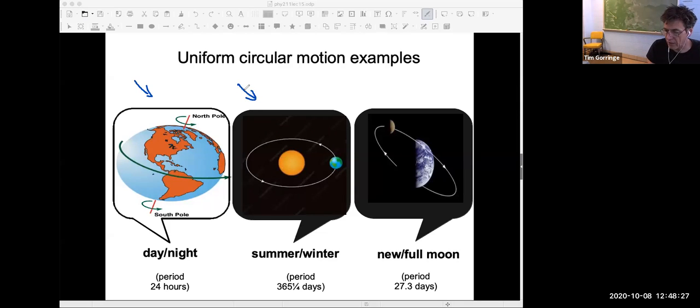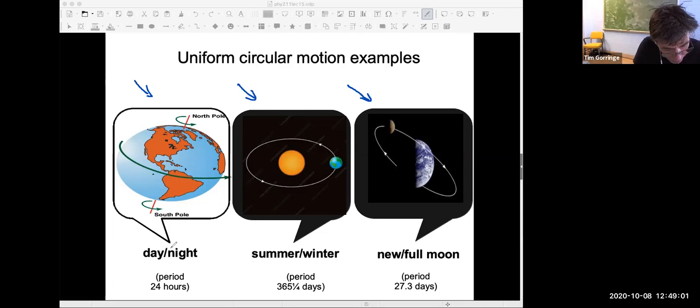Motion of the Earth around the sun, that's also uniform circular motion. The Earth has constant angular velocity. It has 0 angular acceleration. And then finally over here, another one you're familiar with, the motion of the moon around the Earth. Likewise, that's uniform circular motion. The moon has constant angular velocity and 0 angular acceleration.